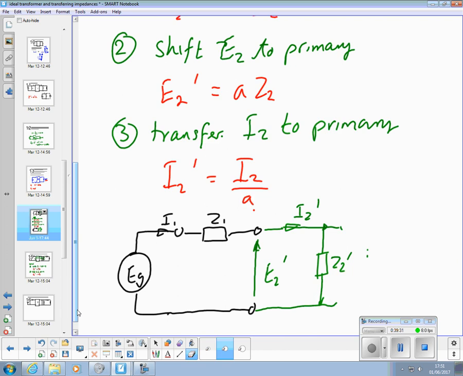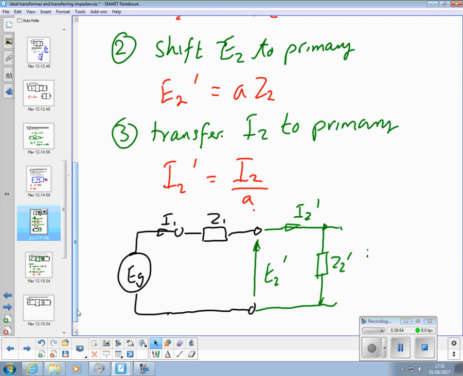There's absolutely no reason why you couldn't do the opposite thing and transfer everything to the secondary, although that would seem a bit weird to me. I think if you transfer it to the primary, you can then see a circuit with a generator connected to it, but it is possible to work the other way. I've never seen anybody do it, but it's possible.